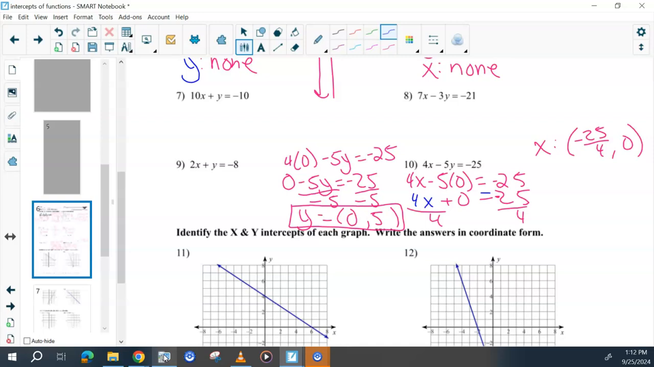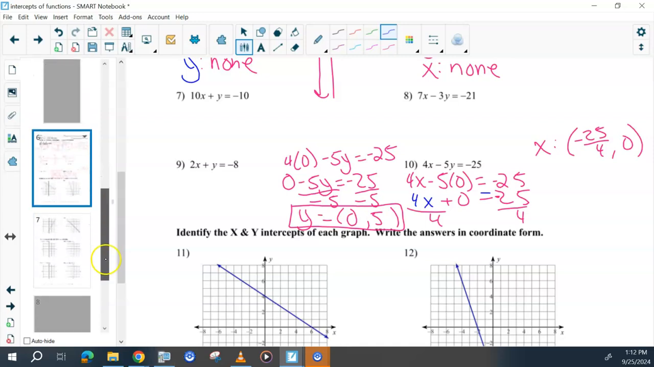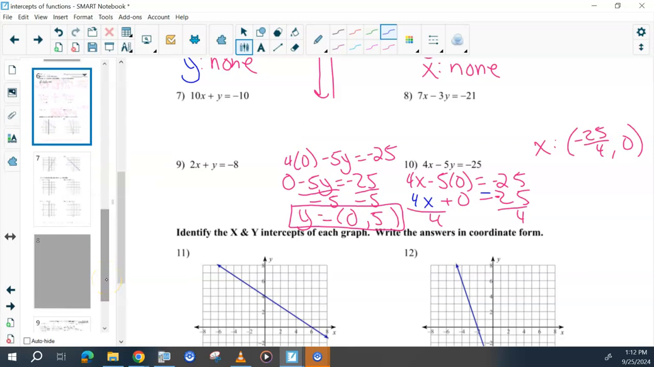There's one last thing that I want to show you, and that is on the back of this page, or the next page. Yeah, the back of this page. And then you'll have time to practice. There may be one problem just like that.